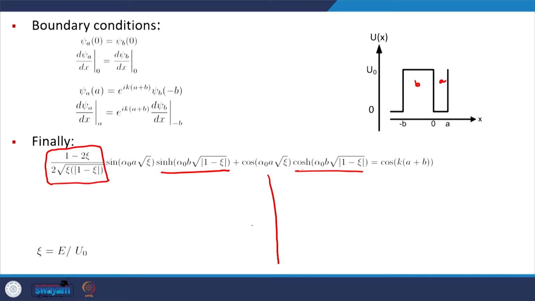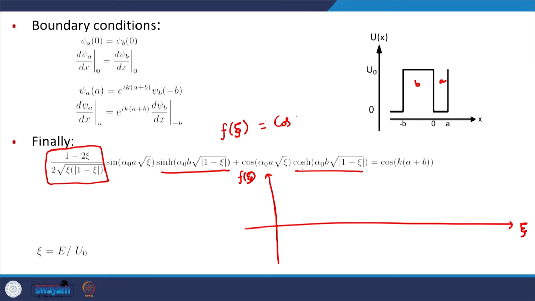The mathematical solution would be slightly complicated, in fact it would take a lot of time to do the exact mathematical solution of this equation. So, that is why we resort to the graphical representation of the solution, and what we do is we plot f(xi), which is essentially the left hand side function, as a function of xi.